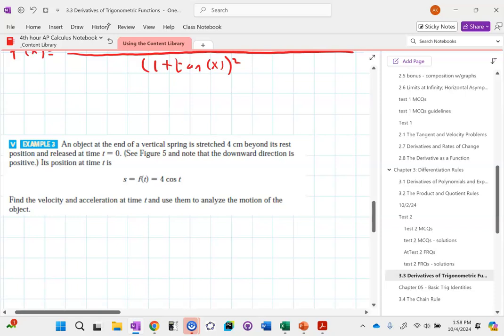All right, another example. An object at the end of a vertical string is stretched 4 centimeters beyond its rest position and released at time t equals 0. Its position at time t is s equals 4 cosine t. Find the velocity and acceleration at time t and use them to analyze the motion of the object.